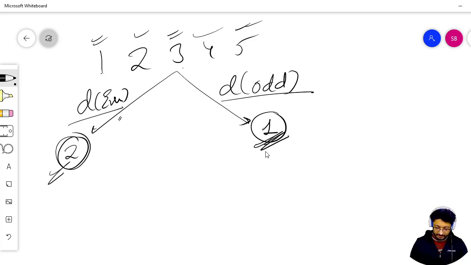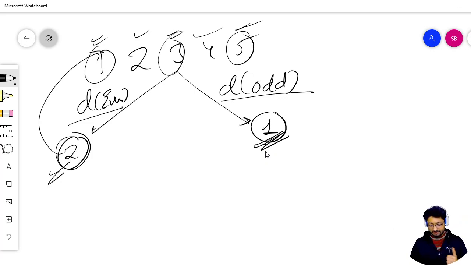Now taking the other D. This D is such that all the even numbers are divisible by it, so all odd numbers should not be divisible by it. So I will check for this. It is not dividing. 1 is not divisible by 2, 3 is not divisible by 2, 5 is not divisible by 2. So it means that 2 can be a particular answer. Why? Because 2 is dividing all the even position numbers and is not dividing any of the odd position numbers.